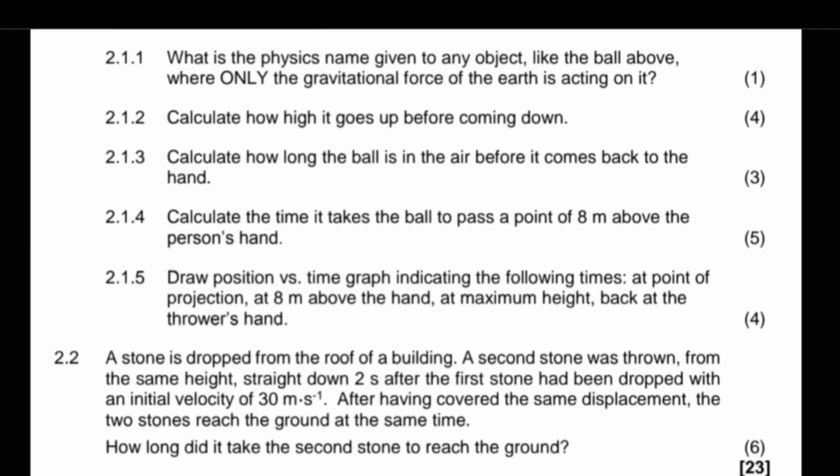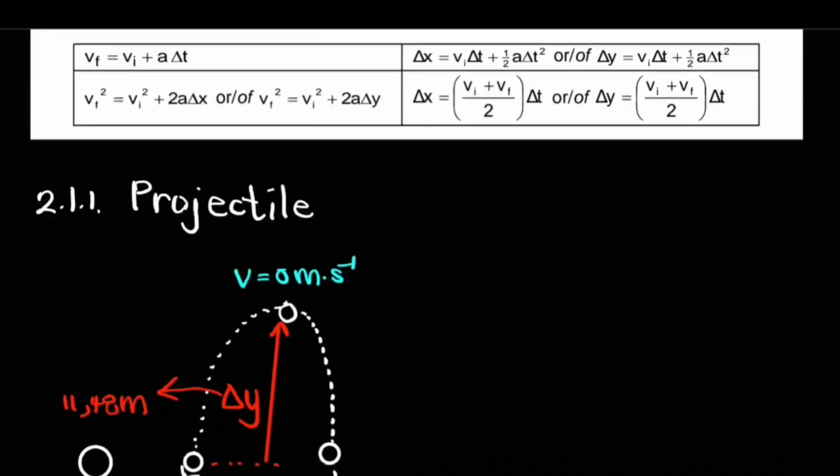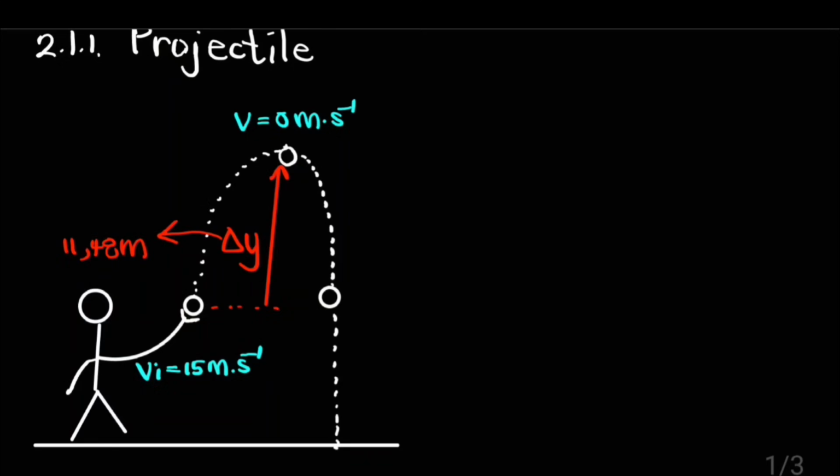Now 2.1.3 says calculate how long the ball is in the air before it comes back to the hand. So now this is referring to time. And what they actually want is the time from when the ball is thrown, goes up to its highest point, and comes back to the person's hand. Remember, this is just how the motion is displayed. What's actually happening is the person is throwing the ball straight up, it's going up to its highest point, and it's coming back down, where the person is actually catching it.